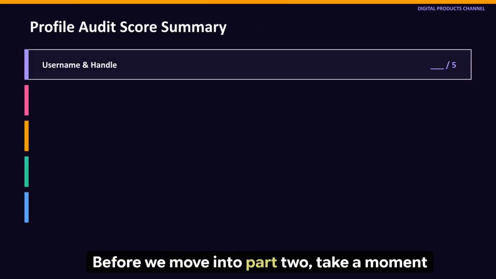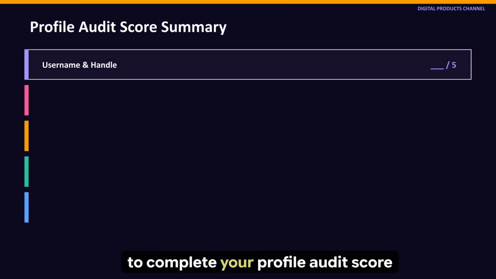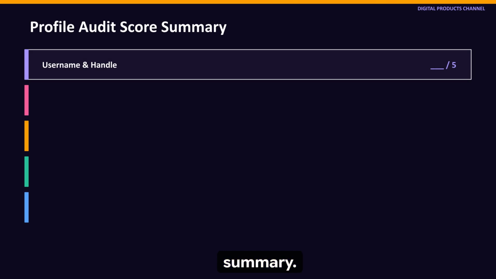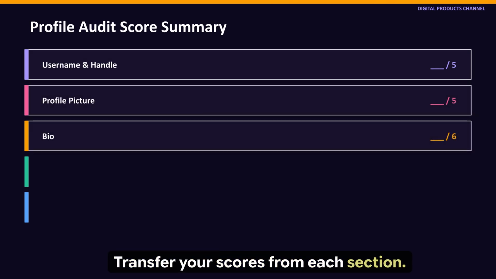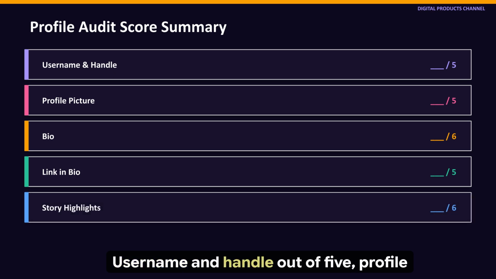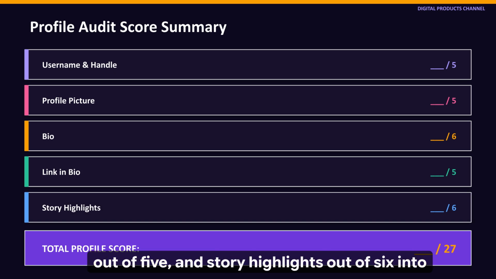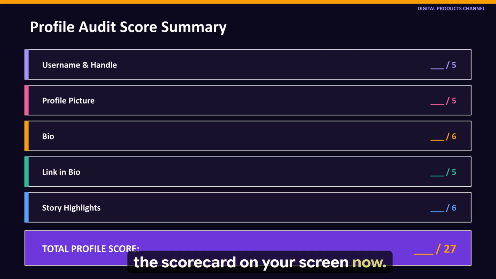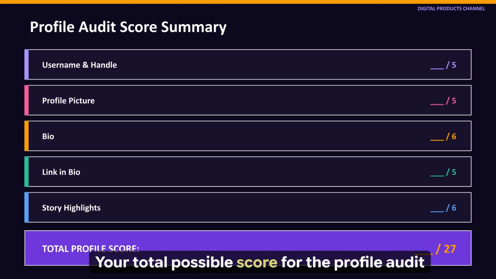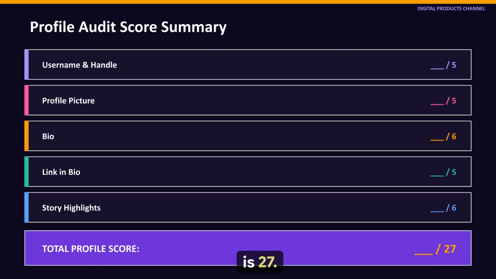Before we move into part 2, take a moment to complete your profile audit score summary. Transfer your scores from each section: username and handle out of 5, profile picture out of 5, bio out of 6, link in bio out of 5, and story highlights out of 6 into the scorecard on your screen now. Your total possible score for the profile audit is 27.